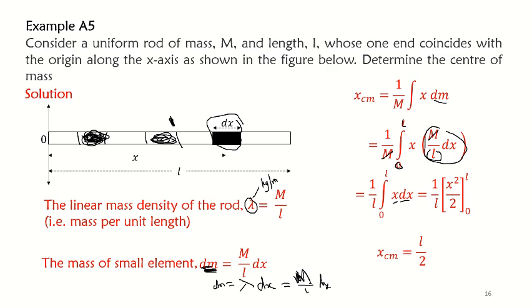But if it's not a uniform rod, then you don't expect it to be at the center. If the distribution of masses is not even in the rod, then you cannot obtain it. As I said, this formula is particularly for objects that have uniform distribution of masses.